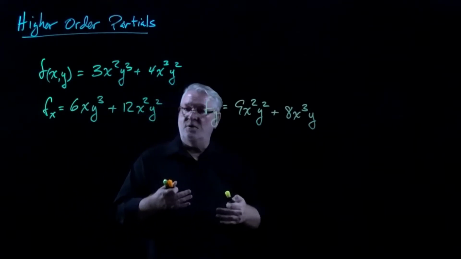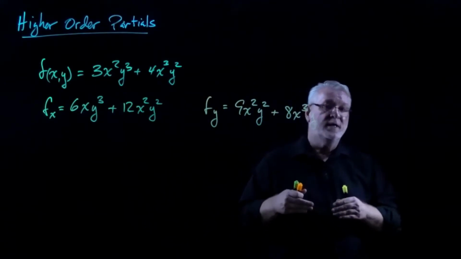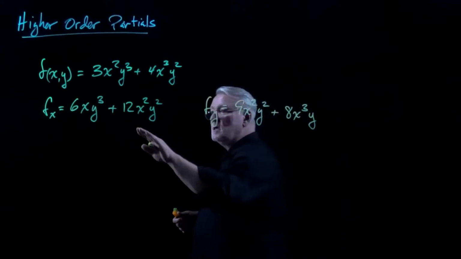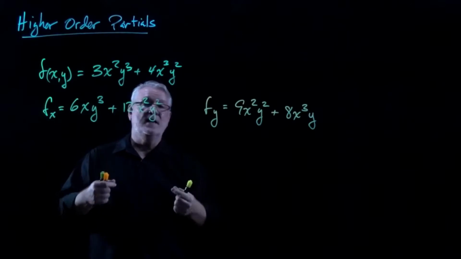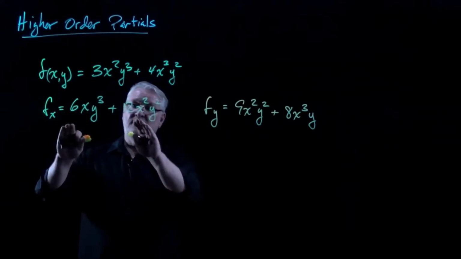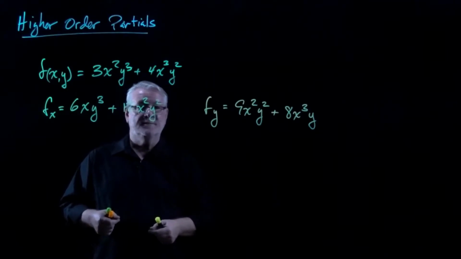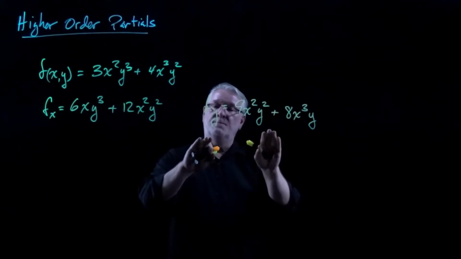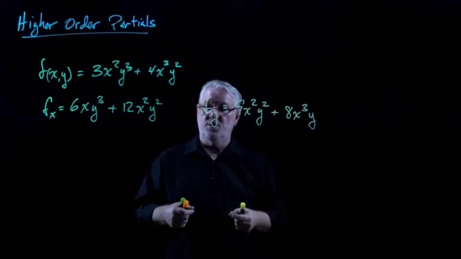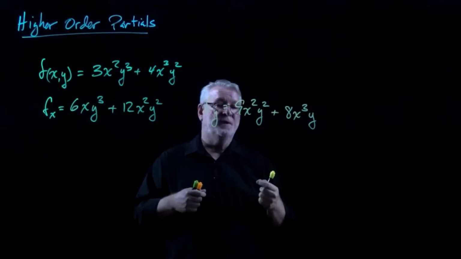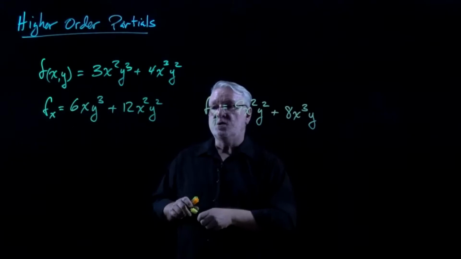Well, you might wonder, how do you go about taking a second partial derivative? And the answer is very carefully. Because this is already the partial with respect to x, I could go ahead and take another partial with respect to x of this function. And that would produce the second partial with respect to x. But I could also take the partial with respect to x of this function, and that would produce what's called a mixed partial. It would be the partial with respect to y followed by the partial with respect to x. Let's go ahead and do both of those.